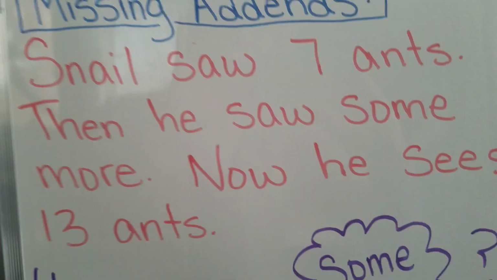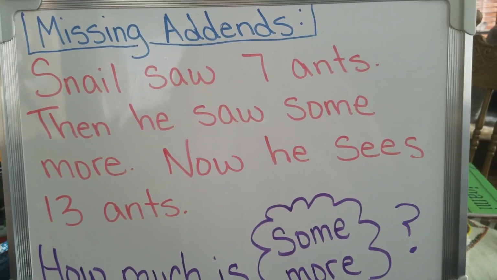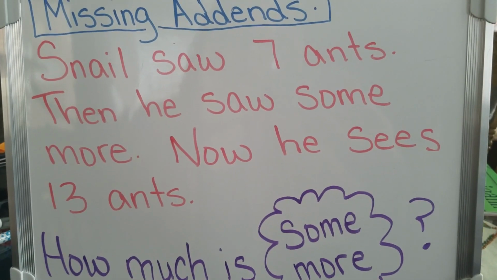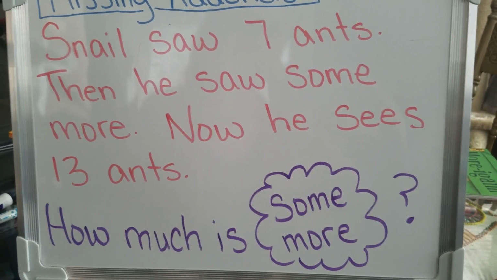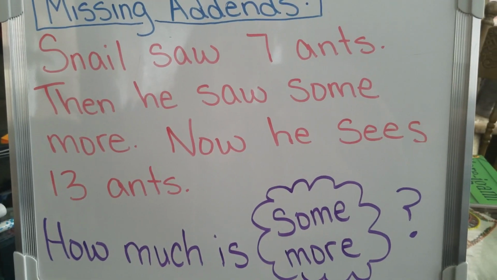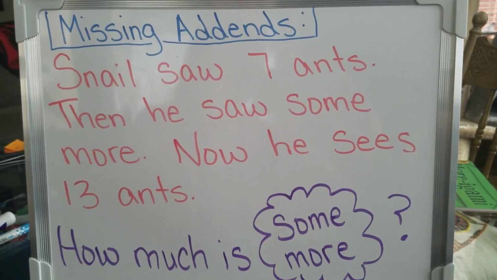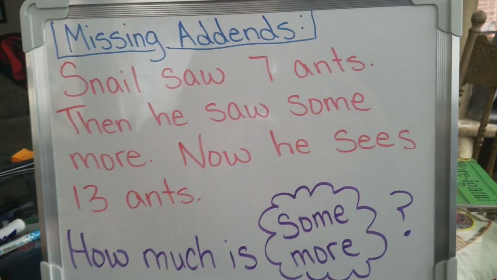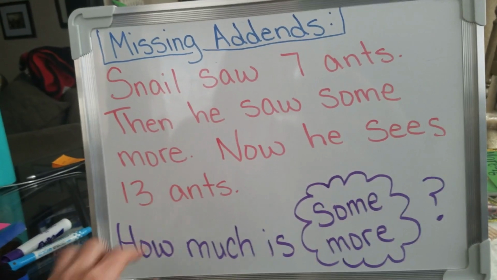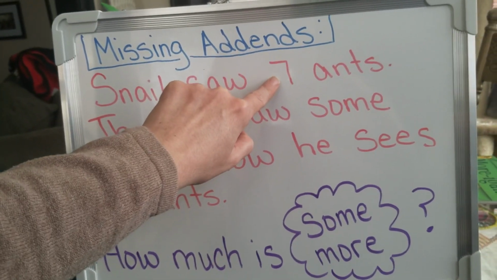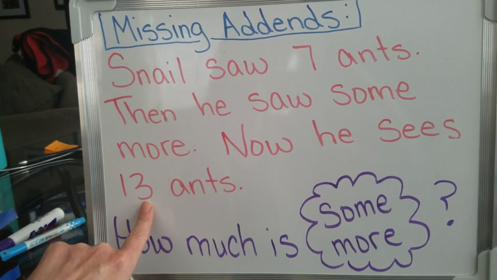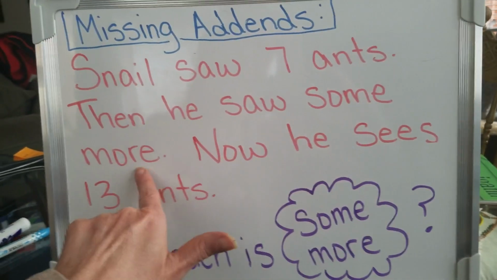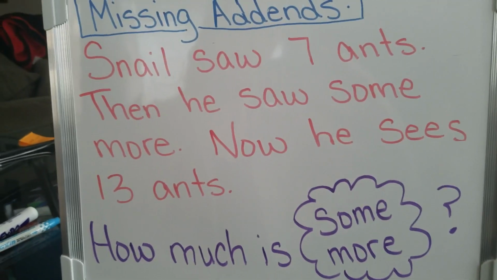So the first thing I want to do is show you our problem of the day. Snail saw 7 ants. Then he saw some more. Now he sees 13 ants. But what we need to figure out is, how much is some more? We know we're starting with 7, and we know in the end we're going to have 13. But some more, how do we know what that means?